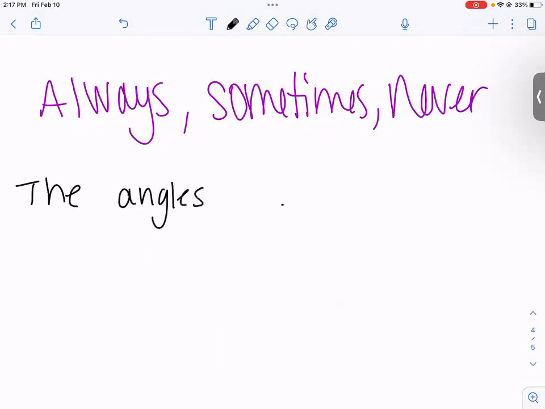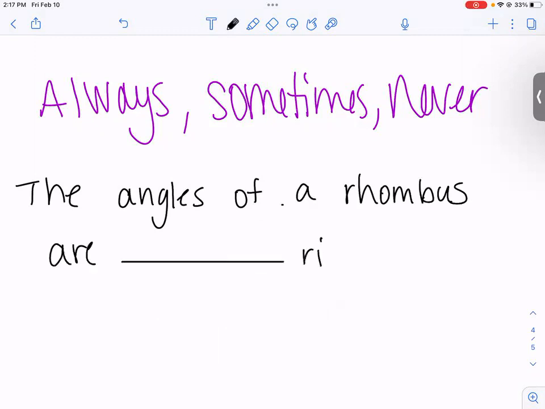The angles of a rhombus are how often right angles? Like the angles, like with the sides. But what's a square? A rhombus. That's also a... Okay, but I thought it was only... No, it's a rhombus.